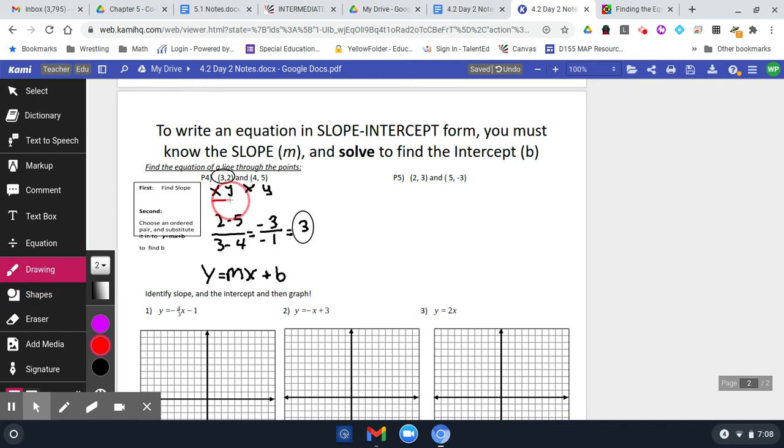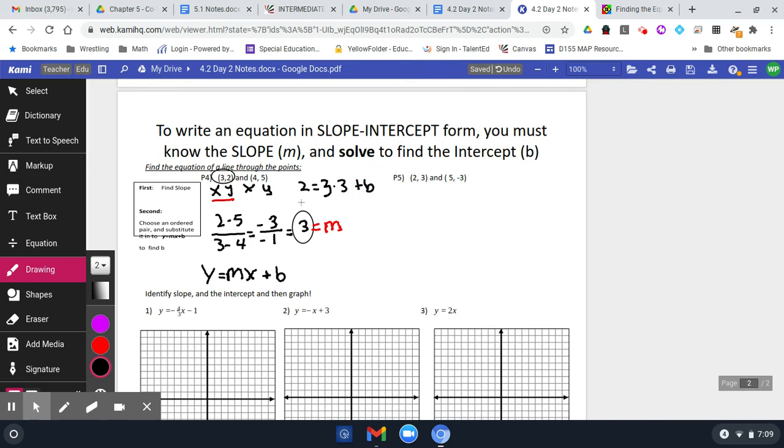So here's my x and y. Here's my m. I'm going to plug all that in. Okay. So I have y is 2. It doesn't matter which point I use. I just use the smaller numbers. 2 equals 3, because that's my m, times my x is 3 plus b.